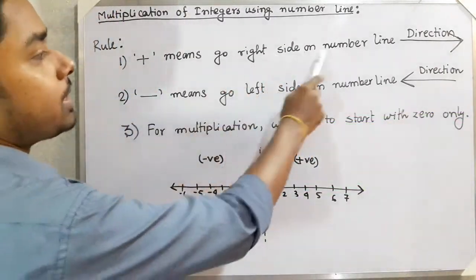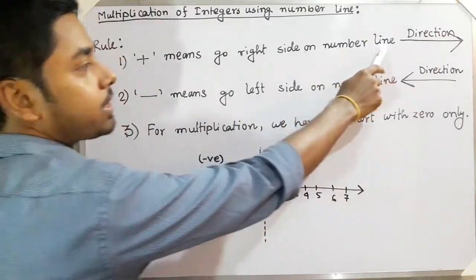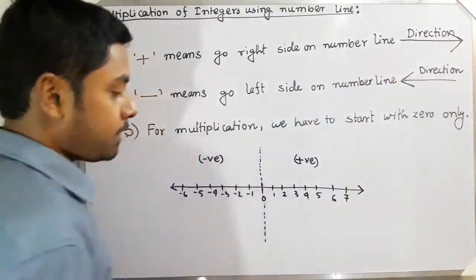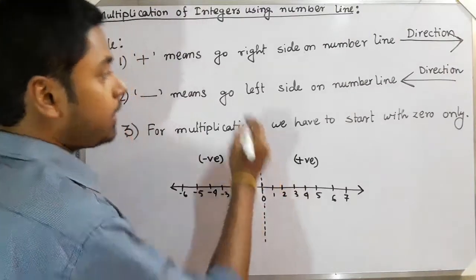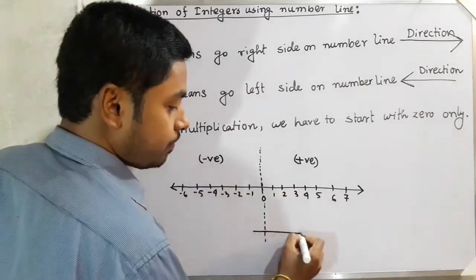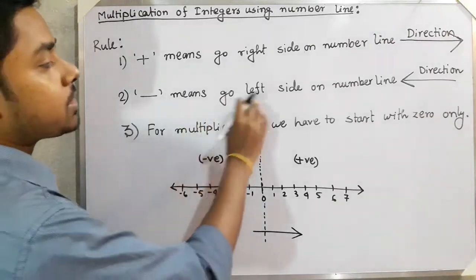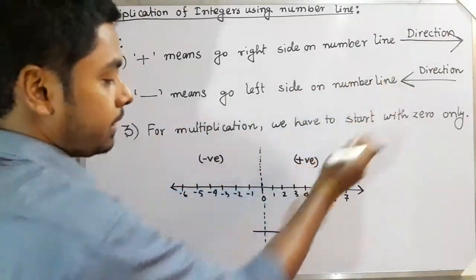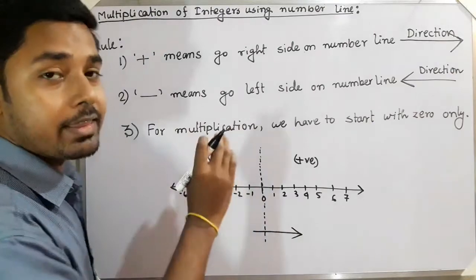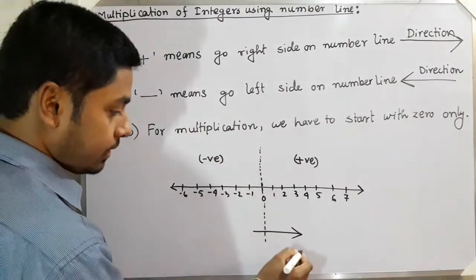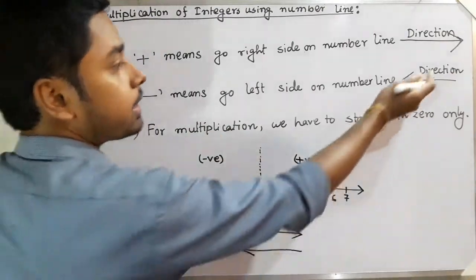Plus means go right side on the number line. That means the direction will be this direction. If this is the number line, then plus means we have to go to this side. And the second rule is: minus means go left side on the number line. That means wherever you have minus, you have to go this side. And I have given the direction here.